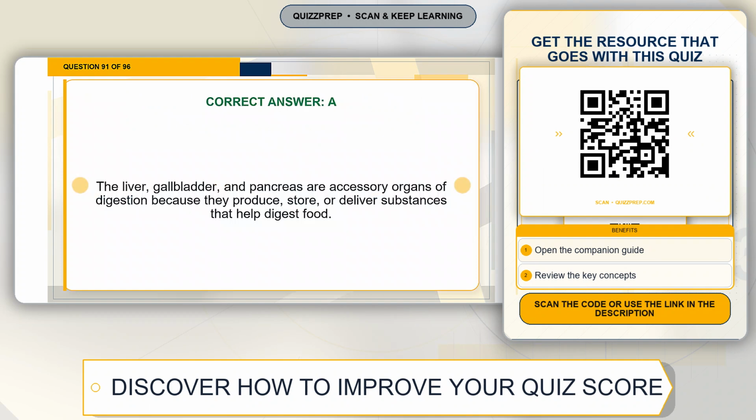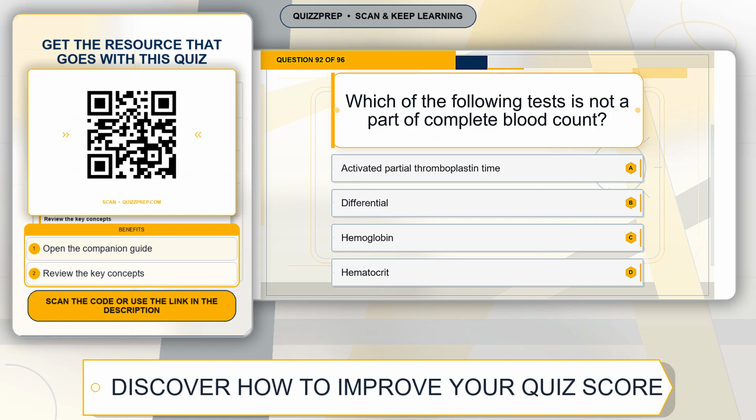Explanation. The liver, gallbladder, and pancreas are accessory organs of digestion because they produce, store, or deliver substances that help digest food.